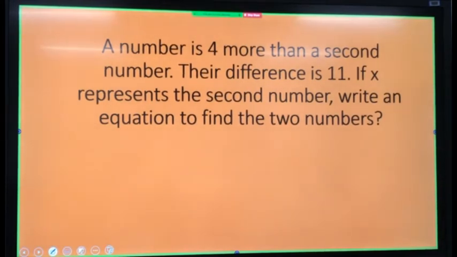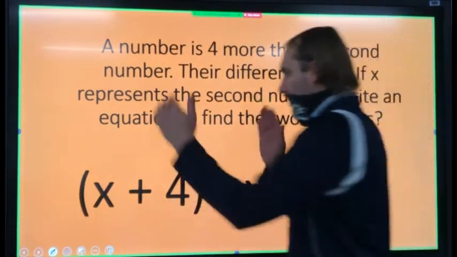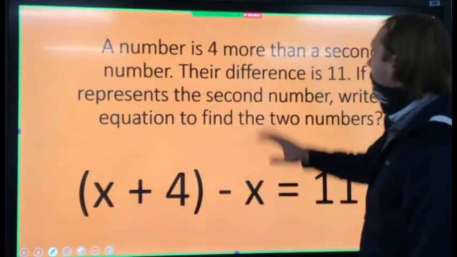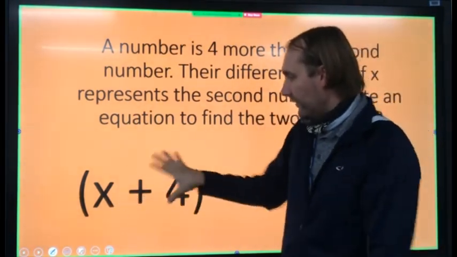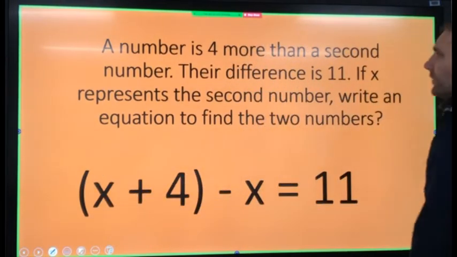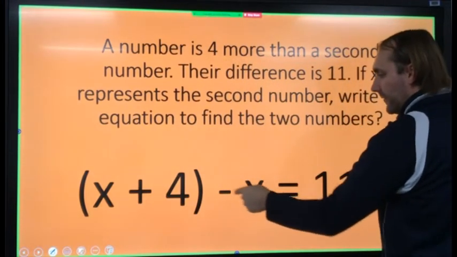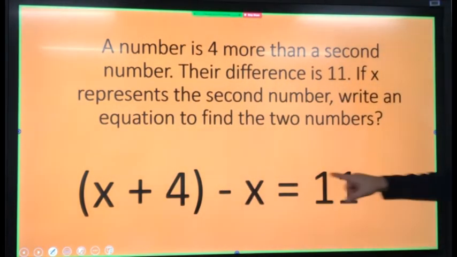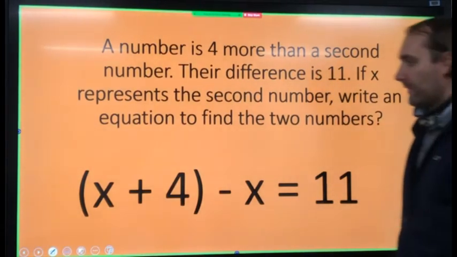A number is 4 more than a second number. Their difference is 11. If x is the second number, write an equation to find the two numbers. So a number, parentheses, is 4 more than the second number. We find out that the second number is x. So this number is 4 more than x. So x plus 4. Their difference, so that first number and the second number is being subtracted, is 11. Should have gotten this.